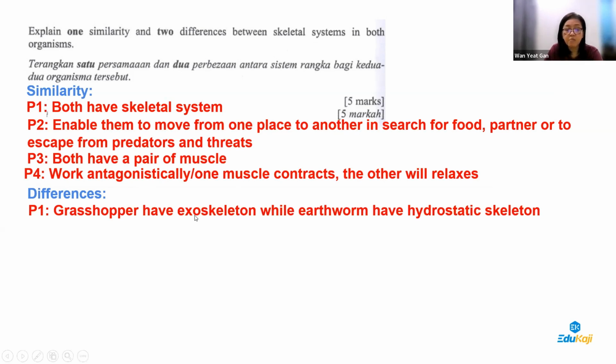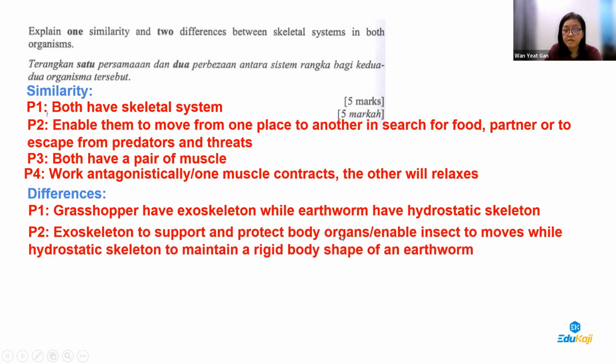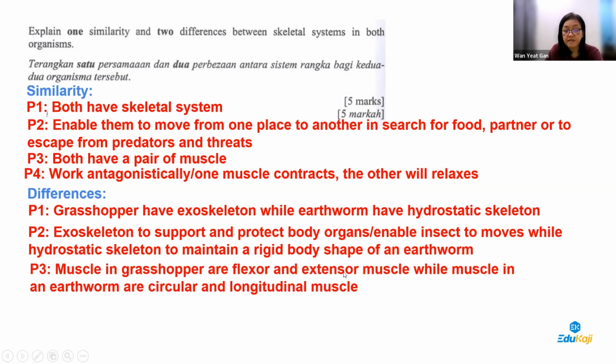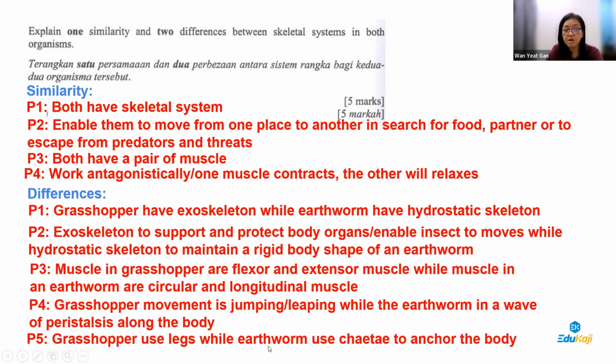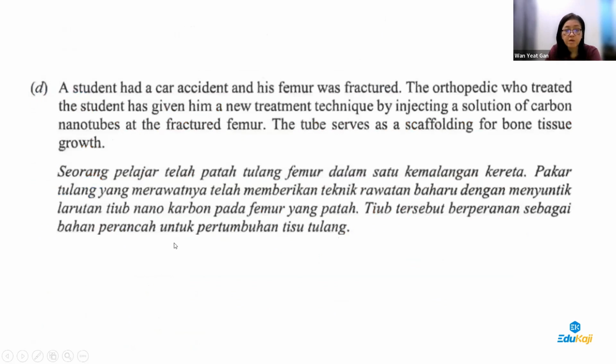Now, the difference is that the grasshopper has an exoskeleton while the earthworm has a hydrostatic skeleton. Exoskeleton supports and protects the body organs, enabling the insect to move, while hydrostatic skeleton maintains a rigid body shape of the earthworm. So one is to support and protect, one is to maintain the shape. Muscles in a grasshopper are flexor and extensor muscles, while muscles in the earthworm are circular and longitudinal. Grasshopper moves by jumping or leaping, while earthworm moves in a wave of peristalsis along the body. Grasshopper uses legs while earthworm uses chaetae. Chaetae are the bristles below the body to grip the soil, or the substratum that they are moving on.